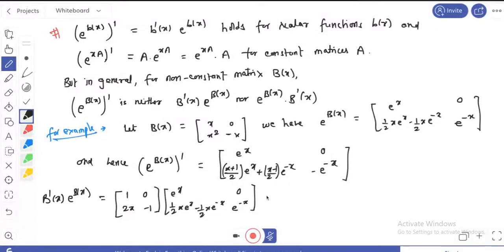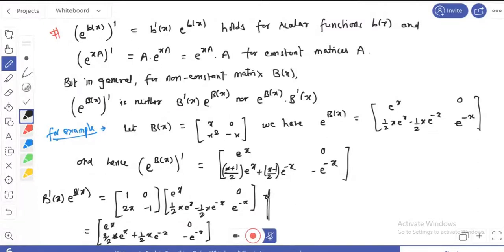If we multiply these two, you get e to the power x, and this is 3 by 2 x e to the power x plus half x e to the power minus x, and this is 0 minus e to the power minus x. Okay, so this is the value.